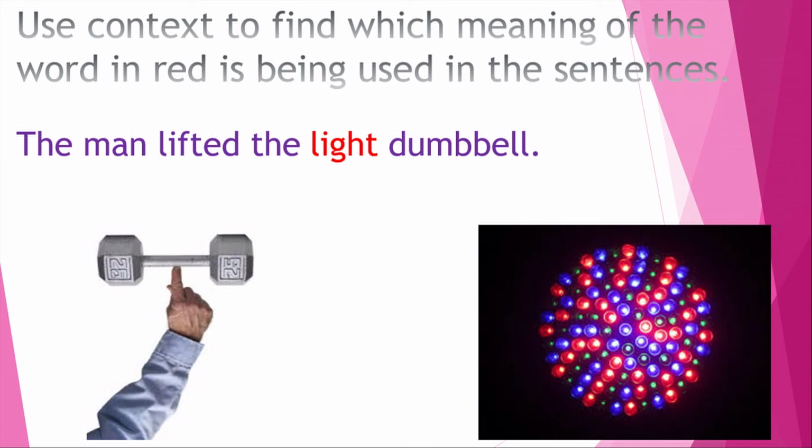So the man lifted the light dumbbell. Right? So the man lifted the light dumbbell. So we have two options. We have this one. We have that one. Are we talking about light as in weight, as in it's not something very heavy, or are we talking about light as in like a light bulb, like something bright? Think about it and pick which one you think it would be, which picture would represent that particular contextual meaning of the word light.